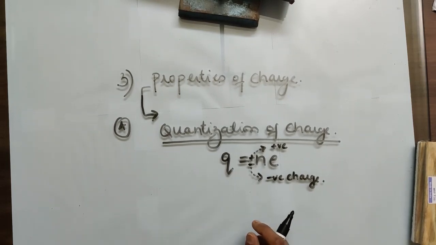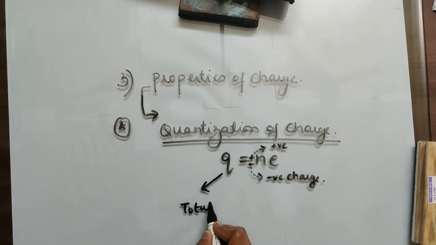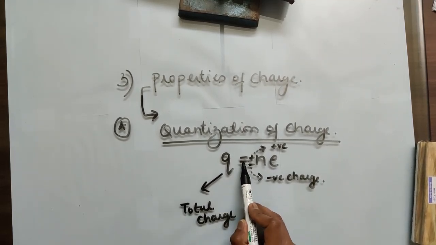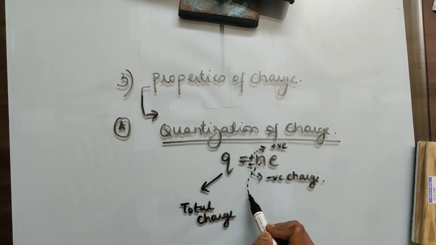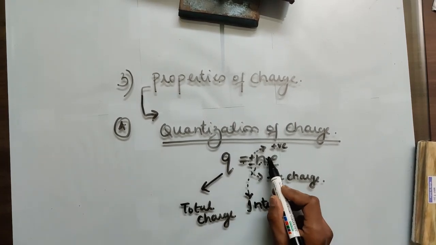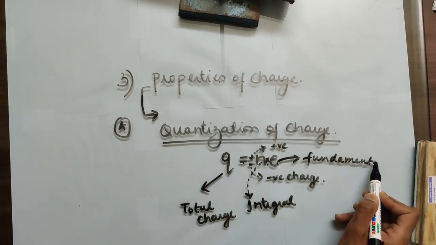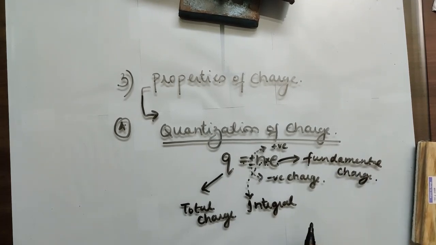This property says the total charge found on a body is always equal to an integral multiple of fundamental charge. e is the fundamental charge. Or in other words, charge always transfers from one body to another body in integral multiples.